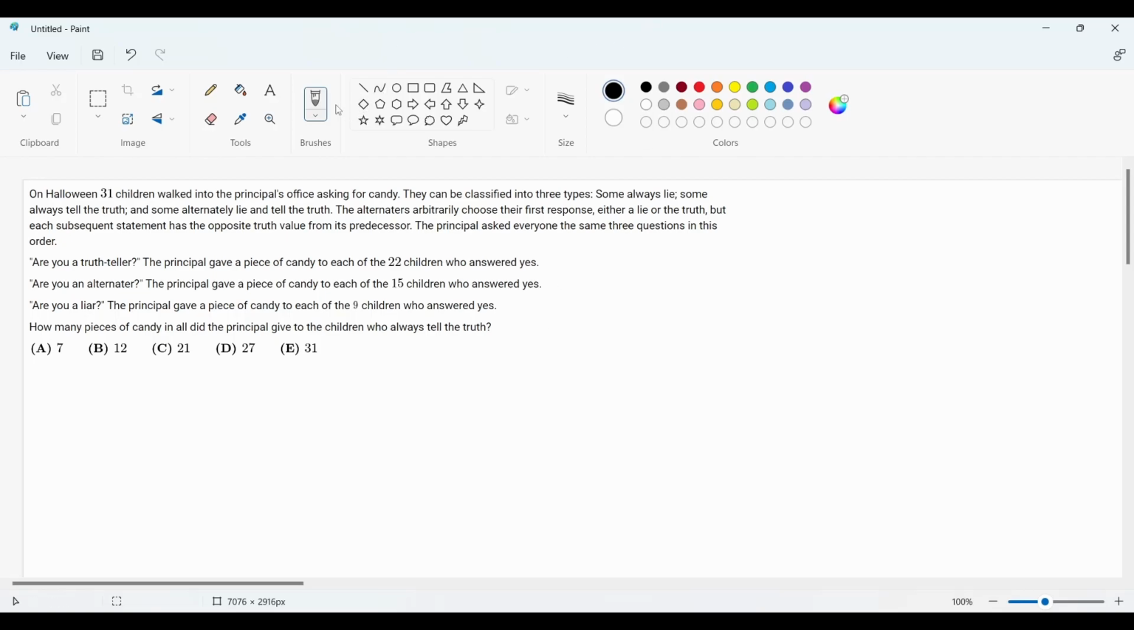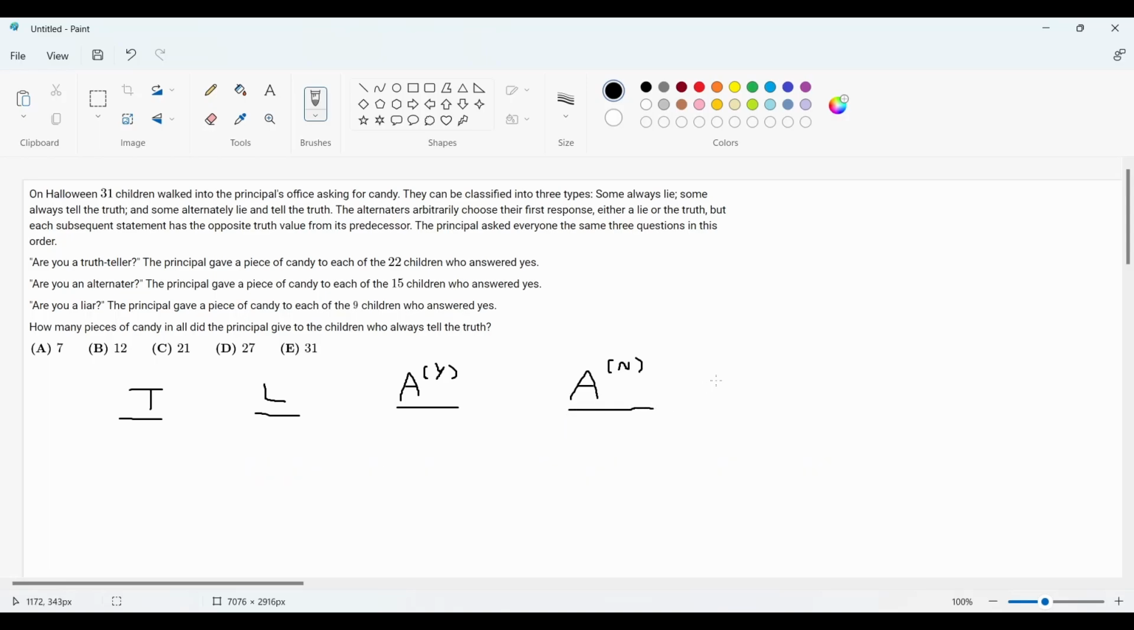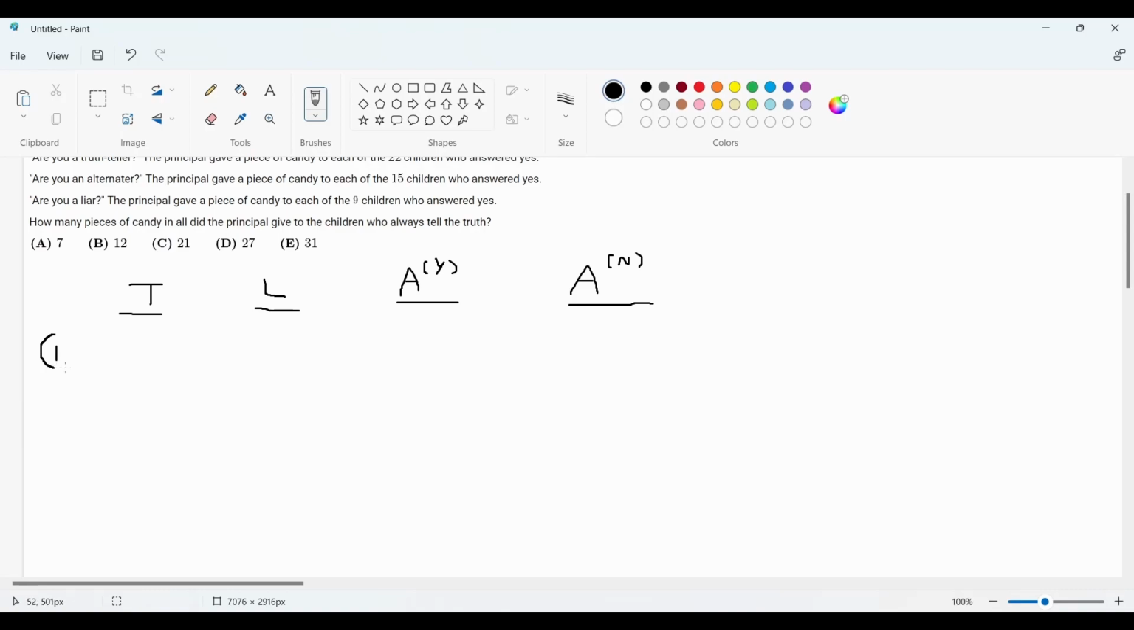Wow, okay. What a complicated issue. So let's think about how to approach this systematically. This problem says they can be classified into 3 types, but I actually think it might make more sense to classify these children into 4 types. There are the children who always tell the truth, the children who always lie, the alternators who start by saying yes, and the alternators who start by saying no. Let's think about what answer each of these groups of children would say to each of these questions. Let me label the 3 questions 1, 2, and 3, okay?